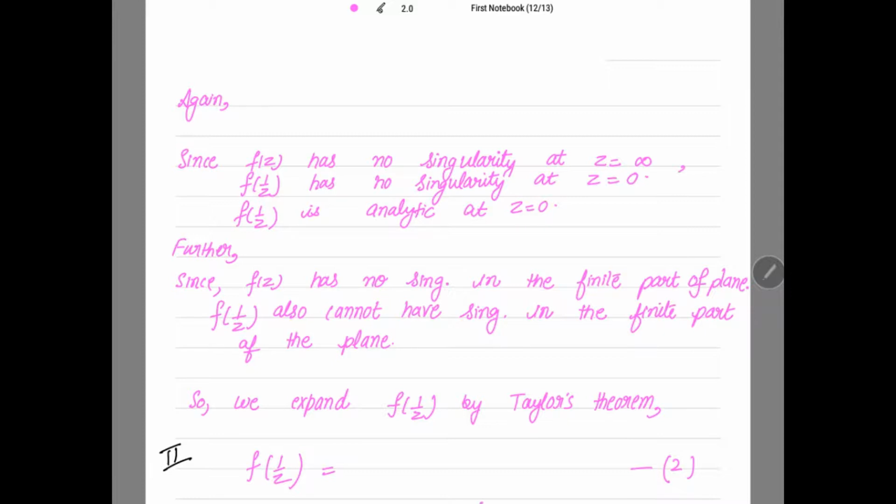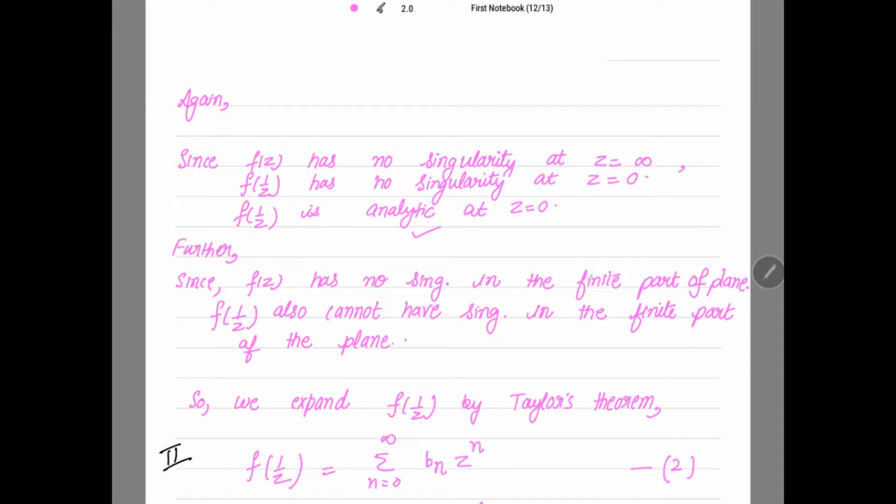Okay, now further, since f(z) has no singularity in the finite part of the plane, f of 1 by z also cannot have singularity in the finite part of the plane. So we expand. Now because this f of 1 by z is analytic at z equal to 0, I'm expanding again in the Taylor series. So we expand f of 1 by z by Taylor's theorem. f of 1 by z can be written as summation n going from 0 to infinity. Let's take the coefficient as b_n, z to the power n.